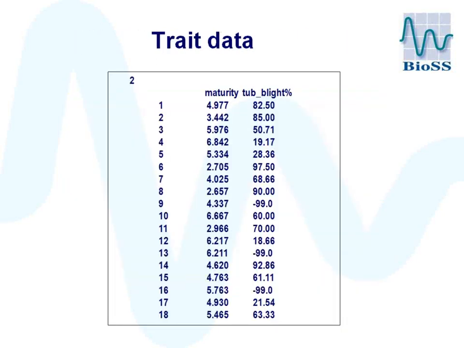In terms of what the trait data looks like, again, it's a simple text file. You have the number of traits that you're looking at the top. Then there's an index down the side numbering from 1 to your total number of individuals.